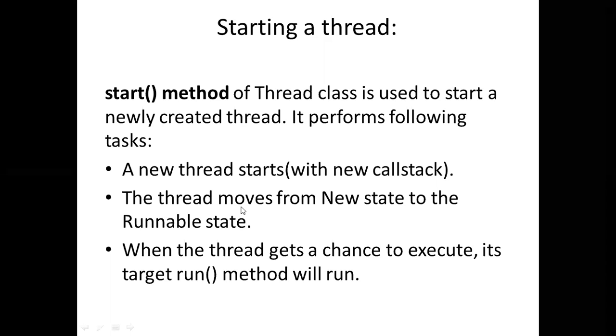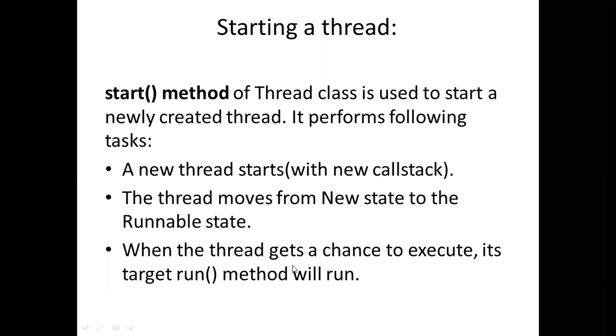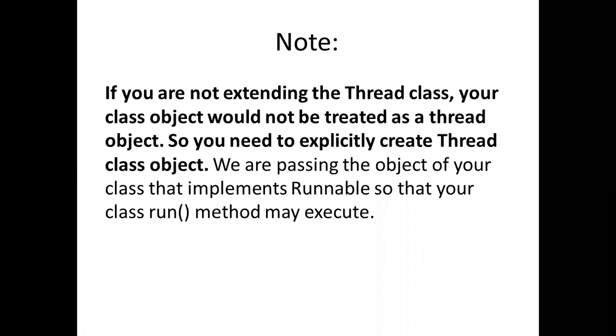The thread moves from the new state to the runnable state. When the thread gets a chance to execute, its target, the run method, will run. So when the run method is used, only then does it come to the running part. The start method starts the new thread with a new call stack. A call stack means it will create a stack that helps decide what to run at what time.